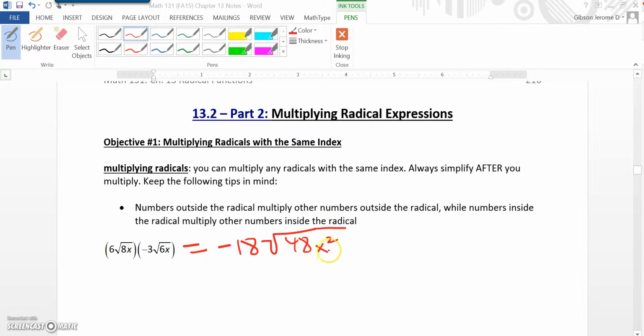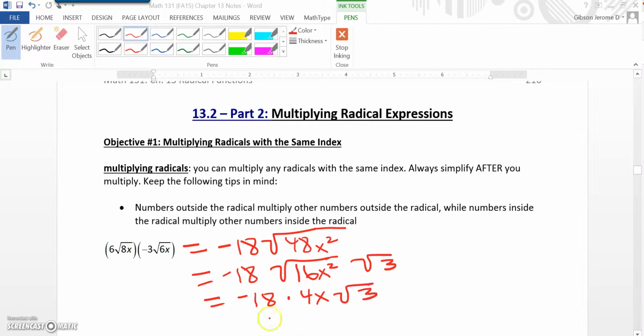Now what we would do here, we would pull out all of the perfect squares from under the radical. Now 48, the highest perfect square in 48 is 16. And we know x squared is a perfect square. And that will leave 3 in the following radical. So we will have negative 18, square root of 16x squared, which gives us times 4x, and bring down the square root of 3. Negative 18 times 4x will give us a negative 72x times the square root of 3. And that will be our final answer.